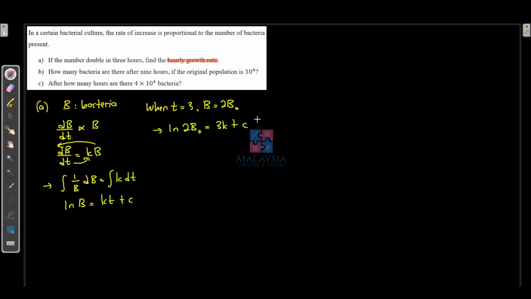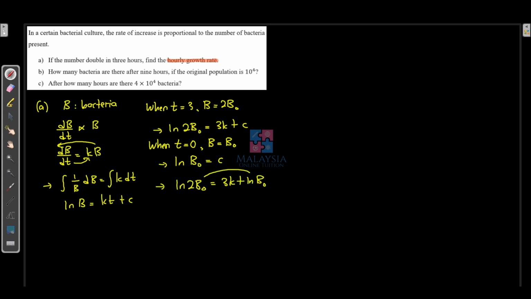So then we can see that we don't have c yet, right? So we can say that when t equals 0, our value of b is the initial, which is b naught. So we can say ln b naught equals c. Like that. Okay, so supposedly we do that first and then we do the t equals 3. But it's fine. So now we can say that ln 2b naught equals 3k plus ln b naught.